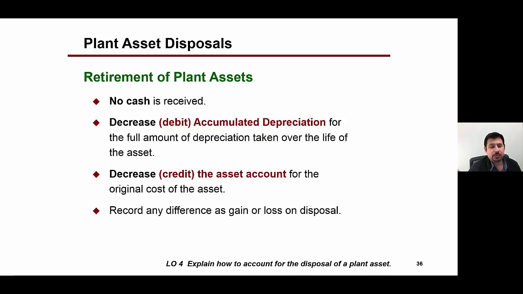So the first method is where the company retires a plant asset. In this case, the company will not be receiving any cash because they are not selling it. They are just discarding it, or getting rid of it. At this point, the company will debit accumulated depreciation for the full amount that was taken over the lifetime, and then credit the asset account its full, original cost. The difference between the two could be, for example, a loss on disposal.